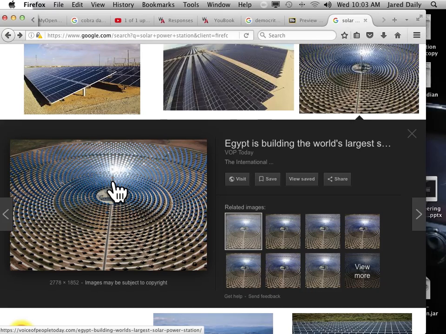Much more efficient. You can get up to 40% efficiency this way. So it's a way more efficient system for converting energy and a lot cheaper. The mirrors are much cheaper to make than solar cells, and you don't have to replace them, you just clean them.